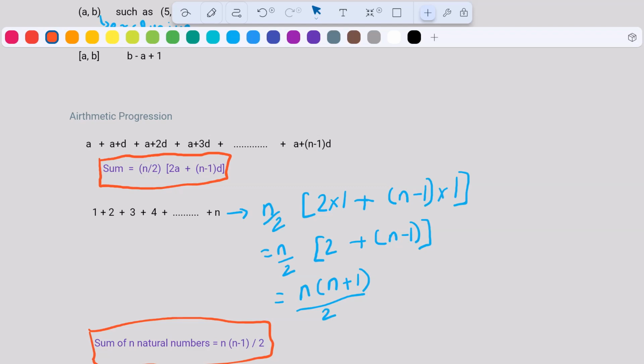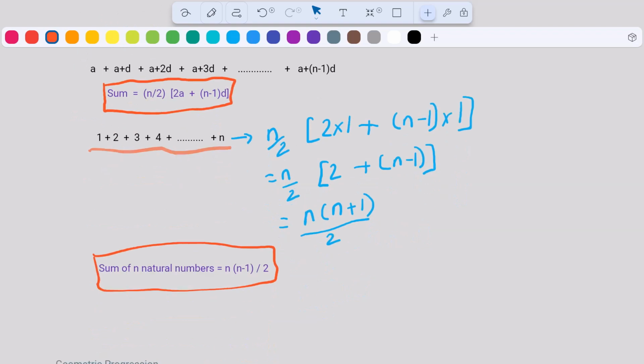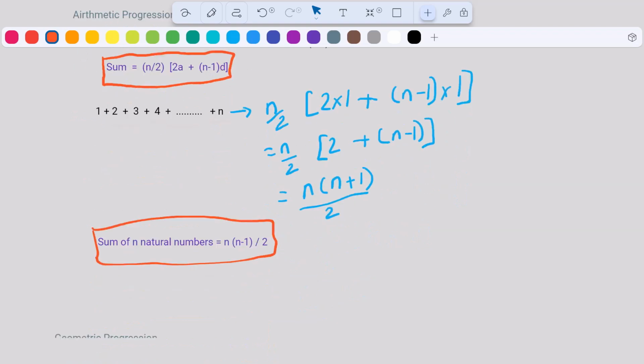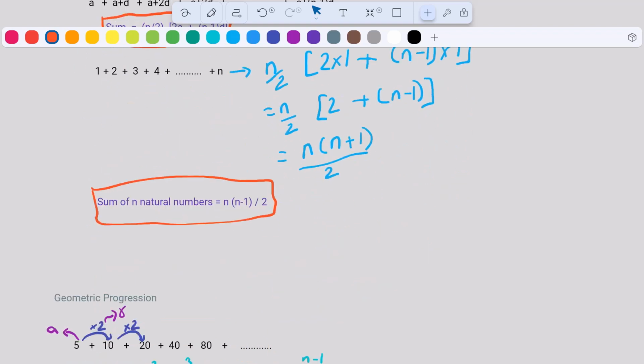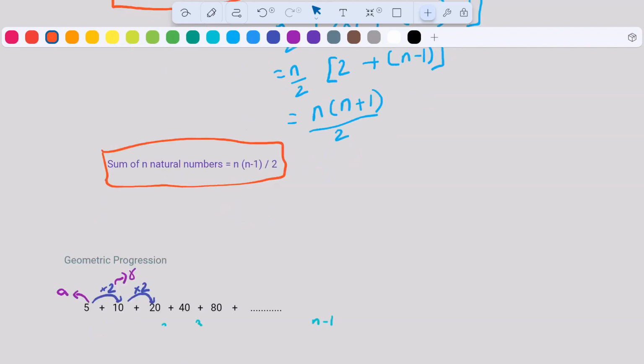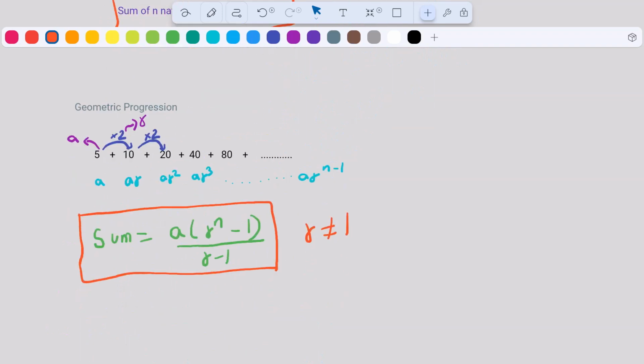With the help of this we can also calculate the sum of the first n natural numbers, which is derived with this formula: n into (n plus 1) divided by 2. Now let's see the geometric progression.